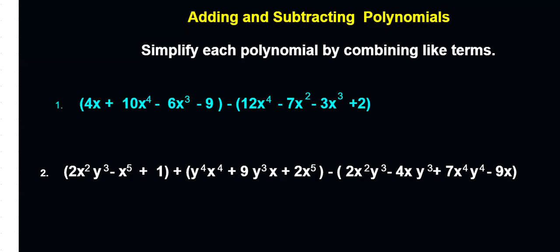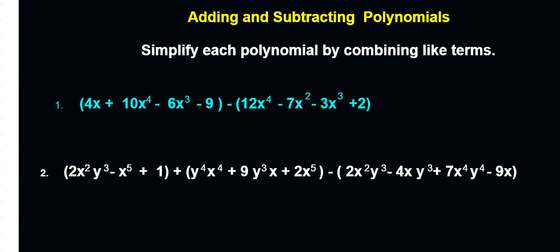Hey everybody, we're going to go on today and simplify more polynomials by combining like terms. We've got to be a little more careful with this one because it includes some negatives outside of the parentheses. So let's take a look. Whenever I see that, the first thing I want to do is get rid of all the parentheses. So let's go ahead and do that first.